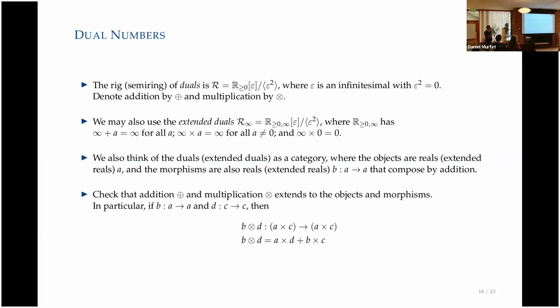Okay, now I'm going to define the dual numbers. The dual numbers are also a rig. First you look at all the non-negative real numbers, and you append an abstract variable called epsilon, and then you mod out by the ideal epsilon squared. This means that all the numbers have the form a plus b epsilon. But if you multiply them together and you get epsilon squared, you just assume it goes to 0. It is 0. So it's like real numbers with infinitesimals.